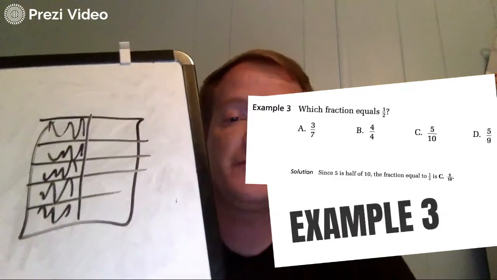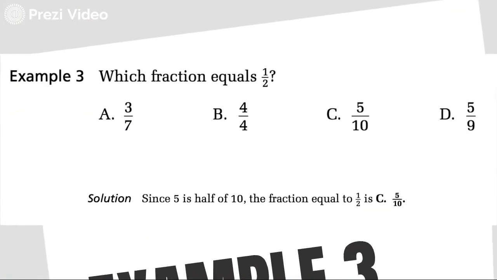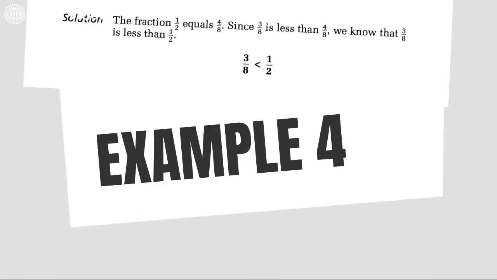The next one is 5/9. And if you remember from what we talked about already, if it's an odd number on the bottom, it's hard to make that equal 1/2. So that one I'm just going to rule out. If I look at the solution on the bottom, it says, since 5 is half of 10, the fraction equal to 1/2 is C, 5/10.